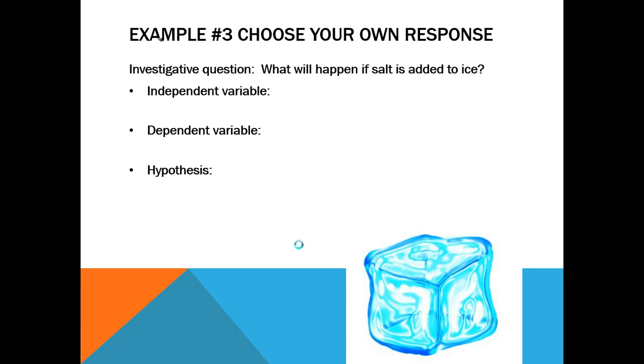Example number 3. The question says, what will happen if salt is added to ice? The independent variable is the amount of salt that you add. So you can kind of get a picture in your head of a student setting up an experiment. They have the same amount of ice in, let's say, 3 different containers, and they add a different amount of salt to each container. The dependent variable is the amount of time it takes for ice to melt.